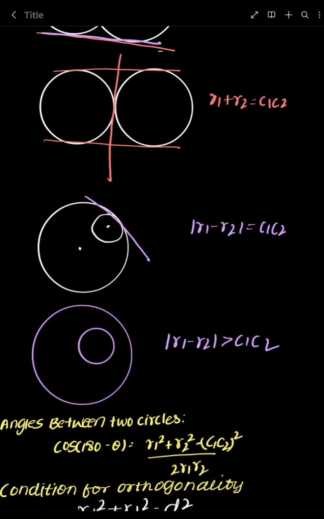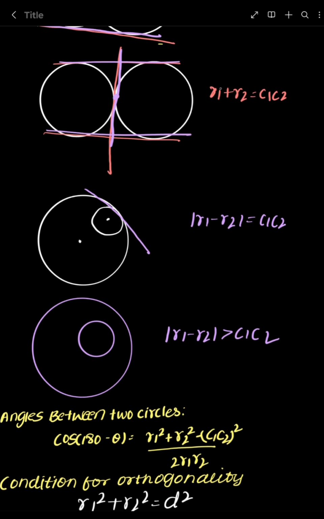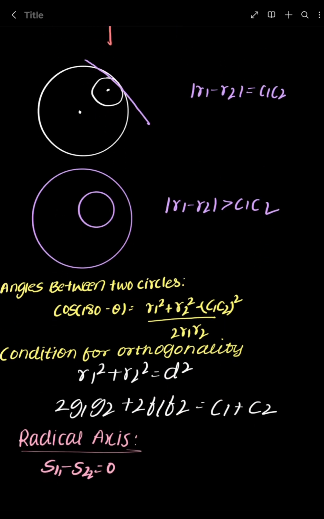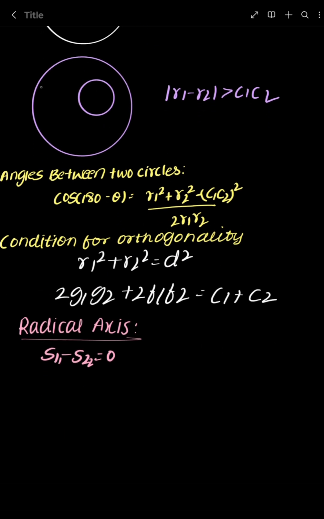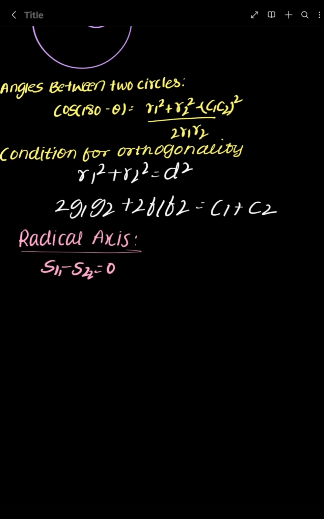These circles intersect at one point. You have three common tangents. R1 plus R2 is C1C2. In this situation you only have one common tangent. Mod R1 minus R2 is C1C2. In this situation you have no common tangents. Mod R1 minus R2 is greater than C1C2.